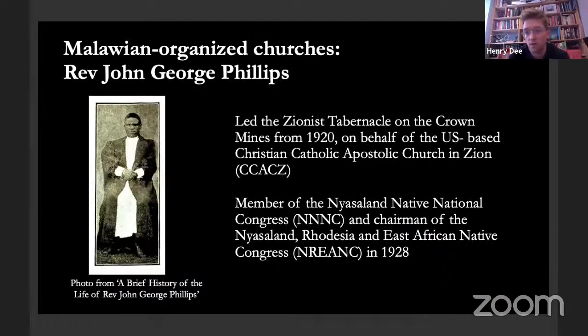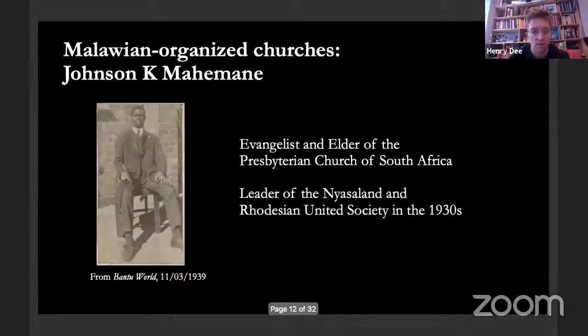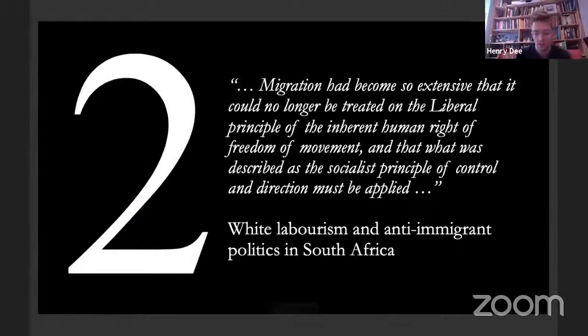At the same time, there are also a number of Malawian church leaders. John George Phillips is a leader of the first major Pentecostal church in South Africa, the Christian Catholic Apostolic Church in Zion. Another Pentecostal church leader, J.R.A. Ankoma, leads the Apostolic Faith Church, and Johnson K. Mahamani leads the Presbyterian Church of South Africa in Johannesburg. So you've got a number of Malawians who are very prominent in South African society, and more broadly, they have a huge impact and importance within South Africa by the 1920s.